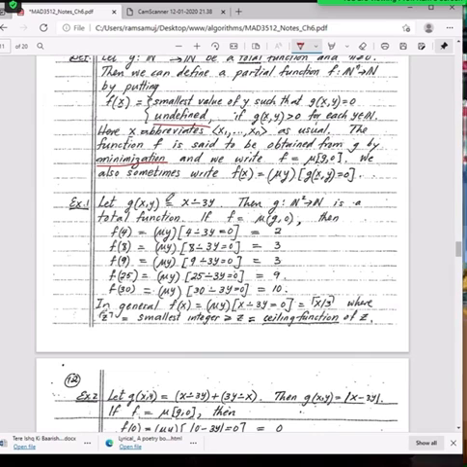Remember, f is a function of x, so I got to say f of x. Let me write this. It's written here, but I don't want to write that. F of x, some people write it like this.